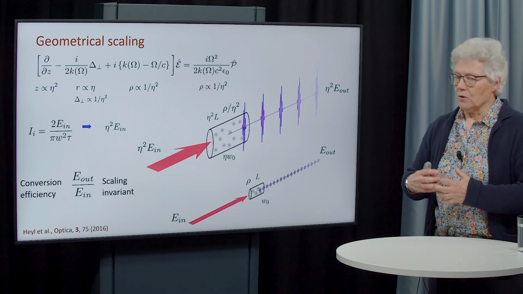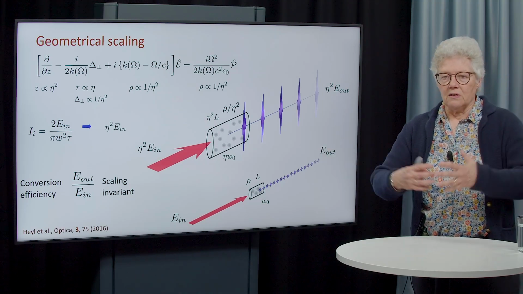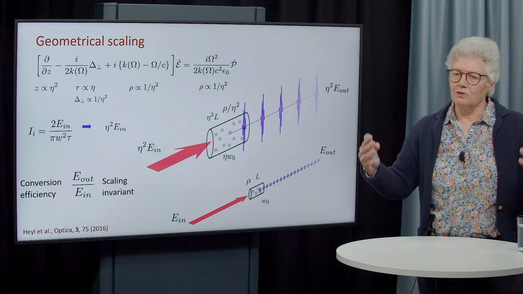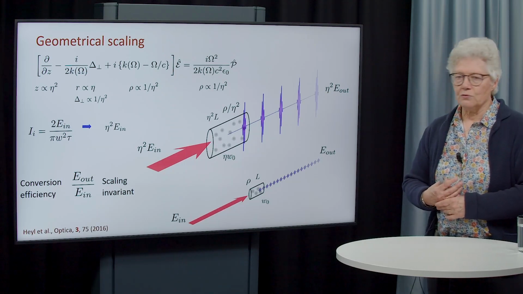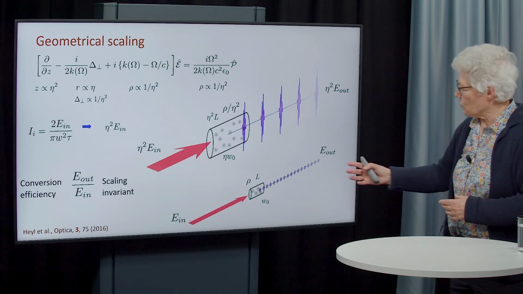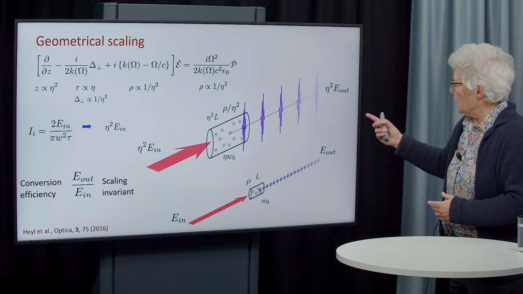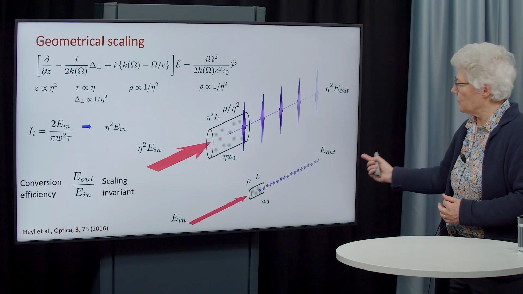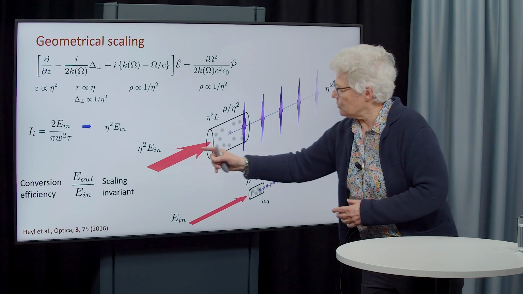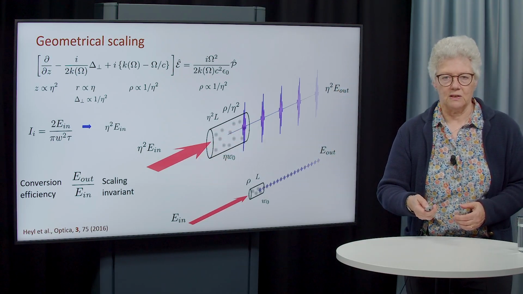And using this scaling, you can understand why harmonic generation has been performed in very, very different conditions, from very long setups to much more compact setups. And you also understand how it is possible to get high energies if you have high input energy and if you scale the setup appropriately.